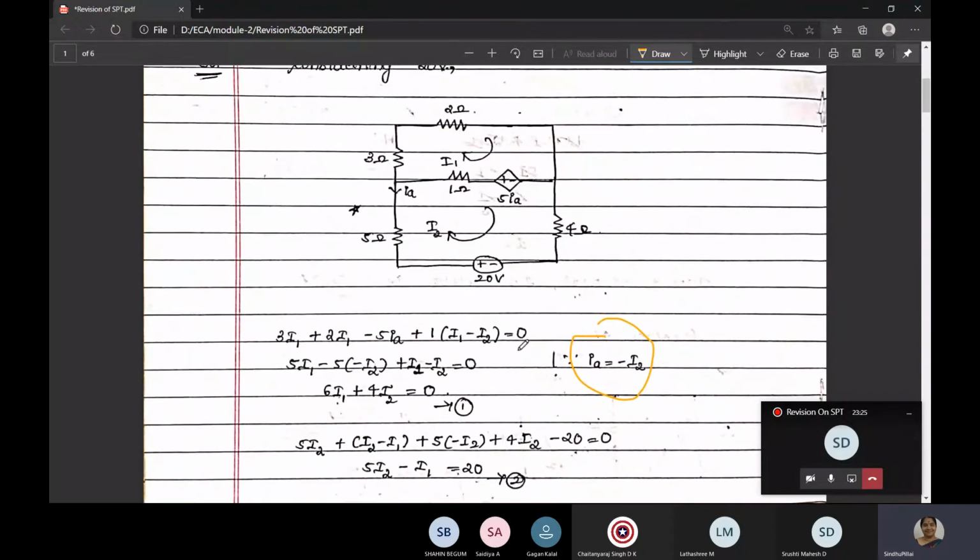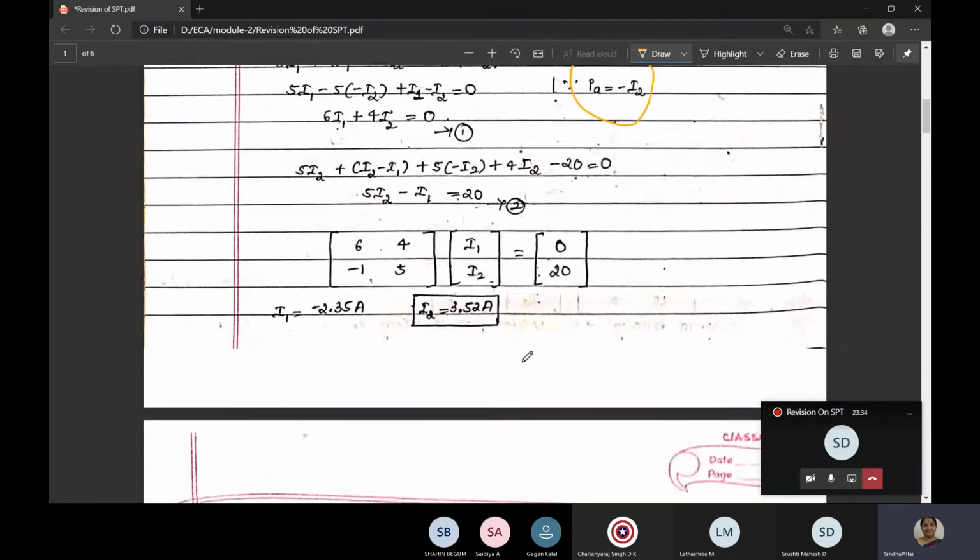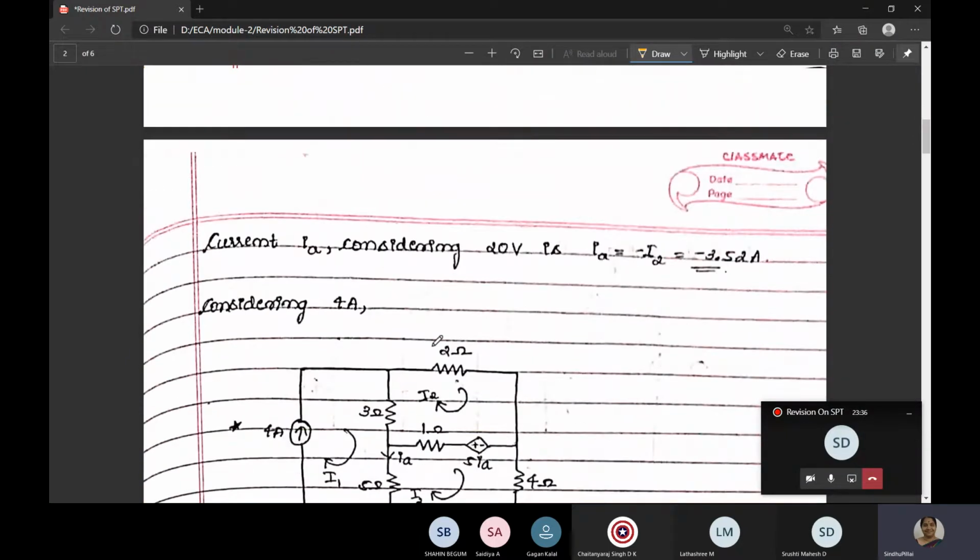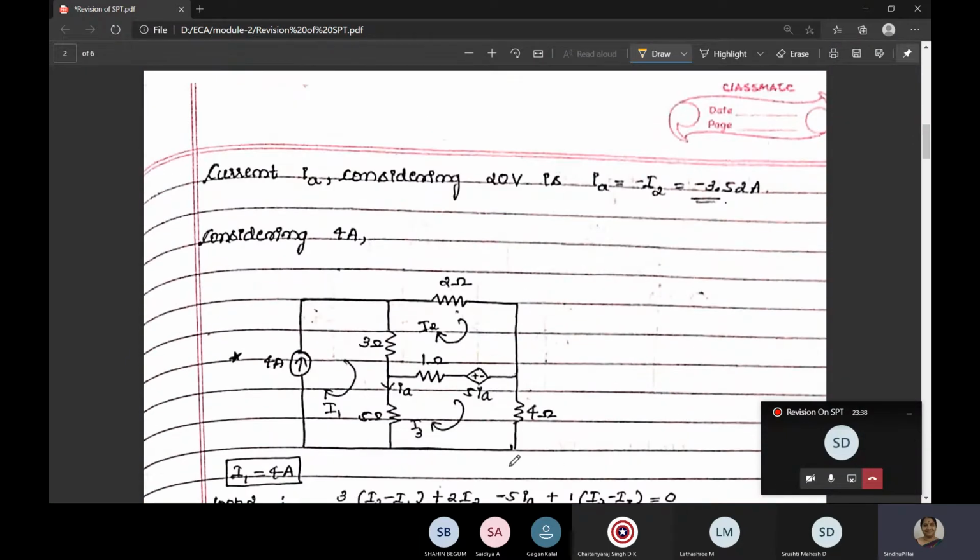We are writing mesh analysis. In mesh analysis, we write KVL, Kirchhoff's voltage law, that is, we write voltage in terms of current and resistance. Next, considering 4 amps, which is a current source, the voltage source should be shorted here. So it is shorted here, and only 4 amps is taken.